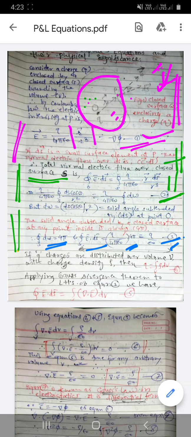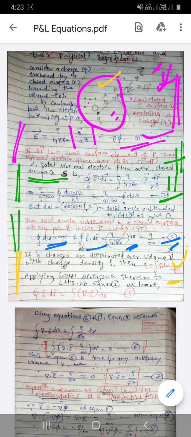if Q charges are distributed over the volume V shown here, with the charge density rho, then the charge Q in terms of charge density rho is given by equation 4 as Q equal to volume integral rho dV. Equation number 4.